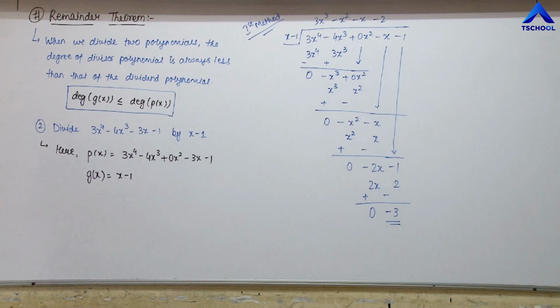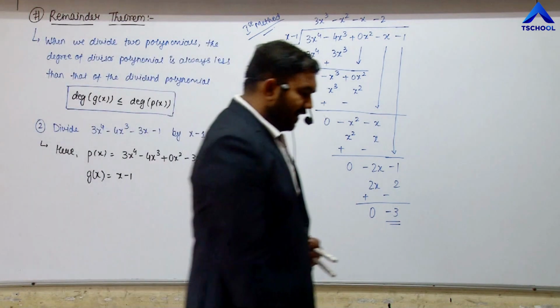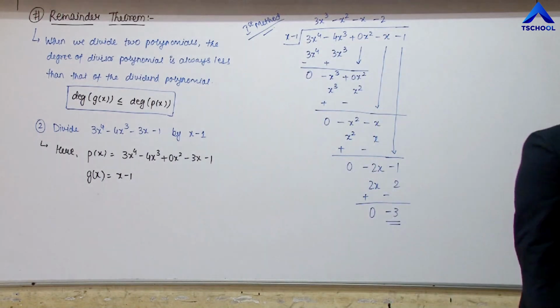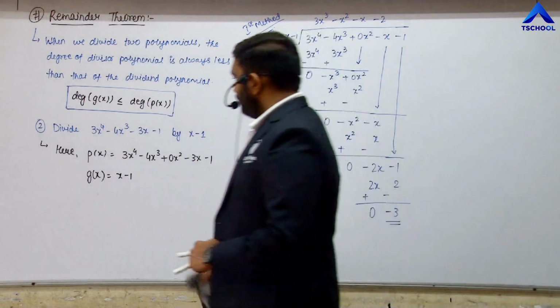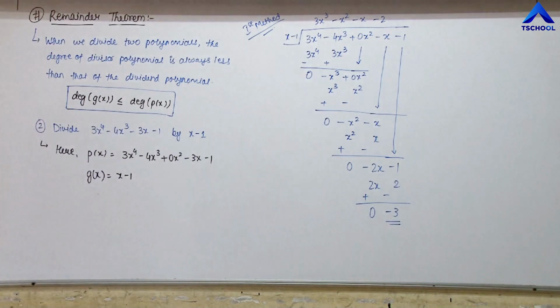Okay, now coming back to this remainder theorem, that whenever we found out that we got this division as minus 3 here, right?